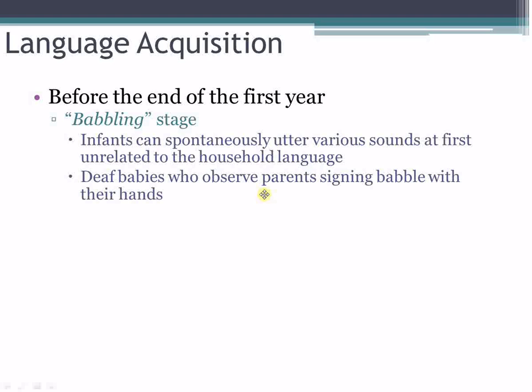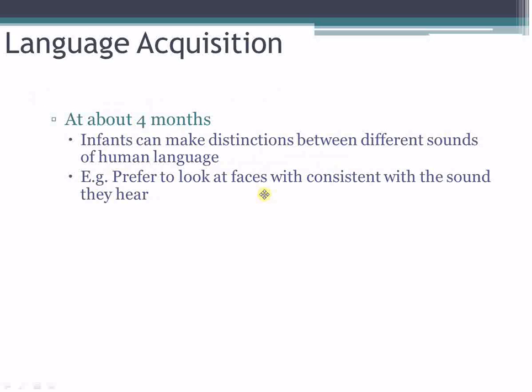Interestingly, deaf babies, so children who are born deaf, will babble with their hands if they observe their parents, for example, using sign language. So deaf babies will make language with their hands if they are born to deaf parents. At about 4 months old, infants can make distinctions between the different sounds of language.